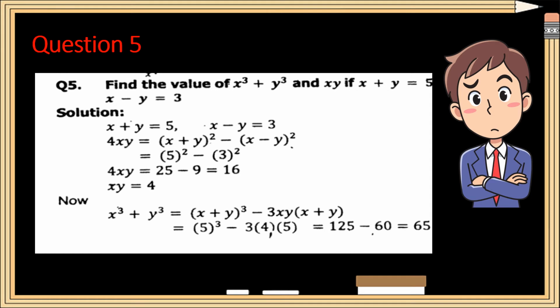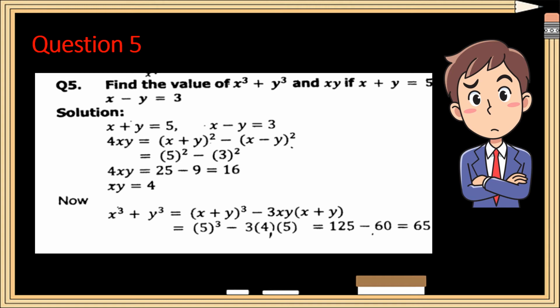So students, in question number 5, you have to find the value of x cube plus y cube, xy, if you have been given x plus y is 5 and x minus y is 3. So you will write the formula 4xy is equal to x plus y whole square minus x minus y whole square. You will just replace the values. X plus y is replaced with 5 and x minus y is replaced with 3. So 5 square will give you 25, 3 square will give you 9. So 25 minus 9 will give you 16. So now you will take 4 to the other side of the equal to sign. So it will be 16 divided by 4. Xy is equal to 4.